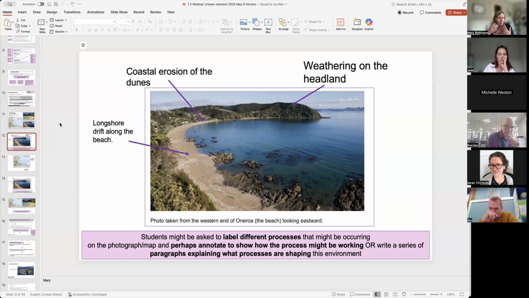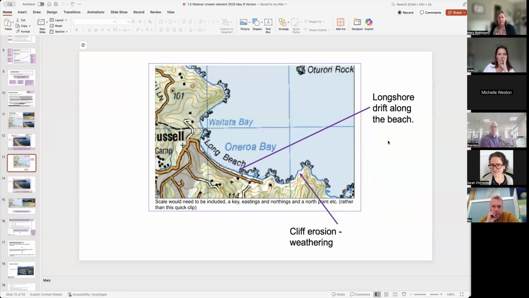So whilst the students might know nothing about this particular beach, they hopefully will have enough detail to be able to guess that there might be some weathering happening here. Or they might be able to say that there's some cliff erosion happening here.